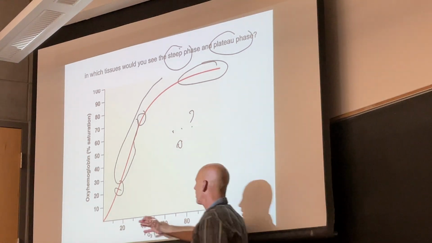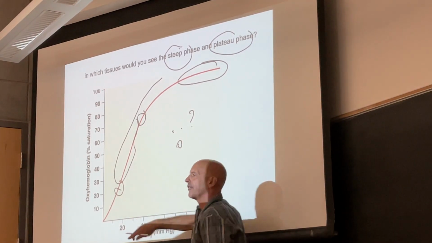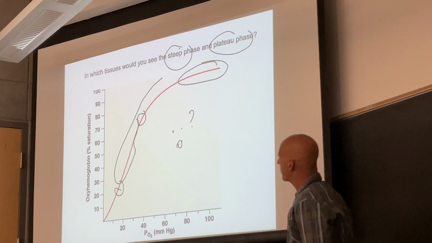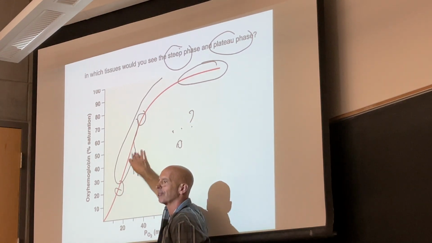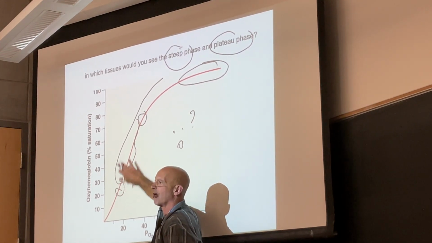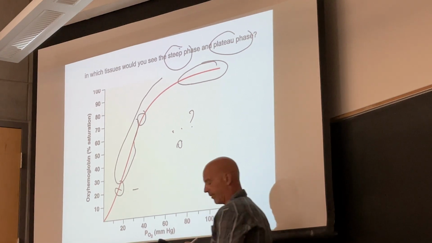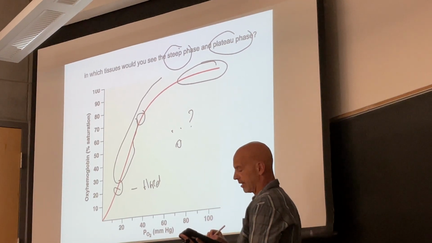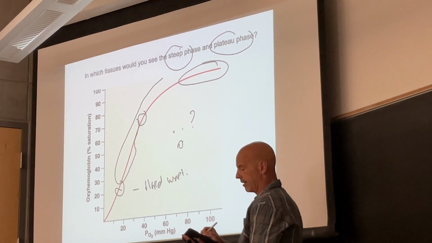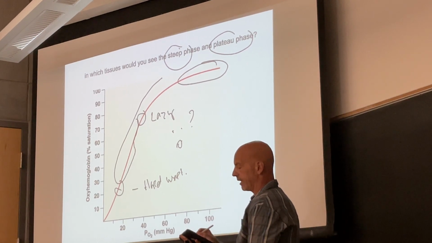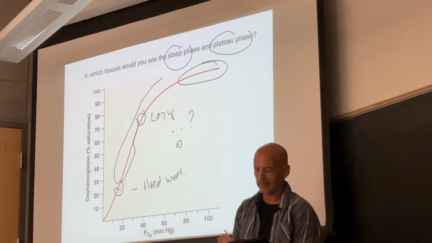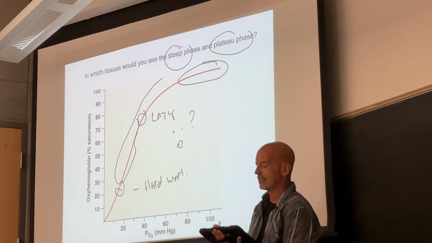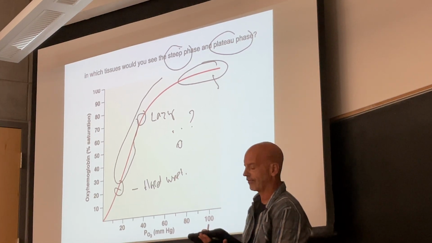Hard-working muscular tissue would be at the low end, right? And then over here, in short, it's body tissues, right? Depending on how hard you're working, you'd go from, this is very hard working. Over here, this is lazy. And where are we here? In the plateau phase.